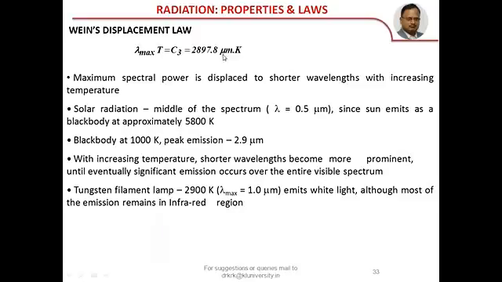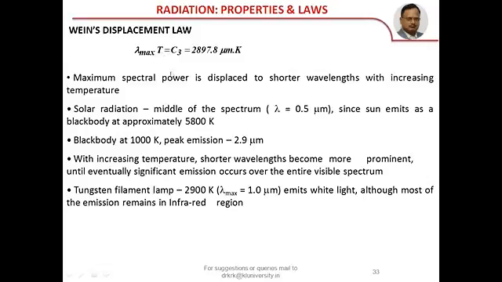And the next one is Wien's displacement law. It says that lambda maximum times temperature is given by 2897.8 micrometer Kelvin. So it says that maximum spectral power is displaced to shorter wavelengths with increase in temperature, as we have seen in Planck's distribution law. The solar radiation at temperature 5800 Kelvin will be with a shorter wavelength. For the black body at 1000 Kelvin, the peak emission is at 2.9 micrometers from this.